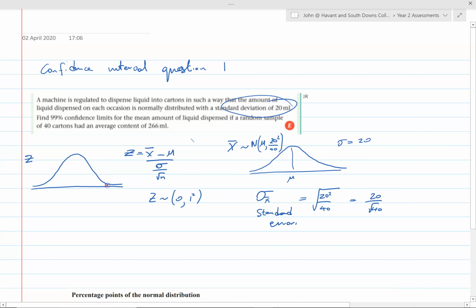We want 0.5% there and 0.5% there, so that we have 99% in the middle. So we want to know what the Z value is here. Obviously that one will be the negative of the other. So we want to find out what that value is. It's given in the formula book, or we can use a calculator. So let's use a calculator first.